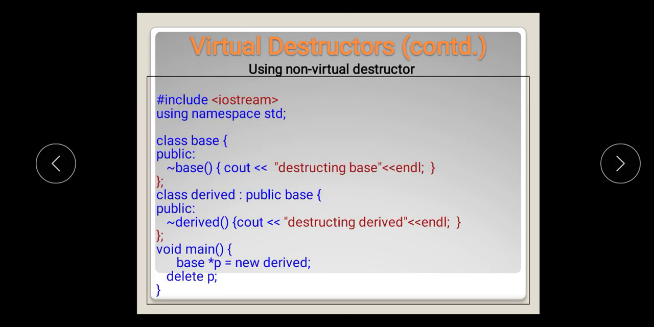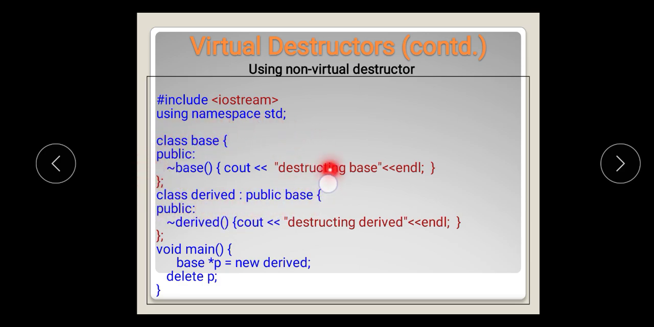Here we are first showing the non-virtual destructor. The base class has one member function, that is a destructor. The derived class, which inherits the base class publicly, has its own destructor. Now inside main, we create a pointer of the base class and create an object of the derived class, passing the reference of the derived object. When we say delete p, at that time it will execute the destructor of our base class, not the destructor of the derived class, because here we are not making our destructor virtual.